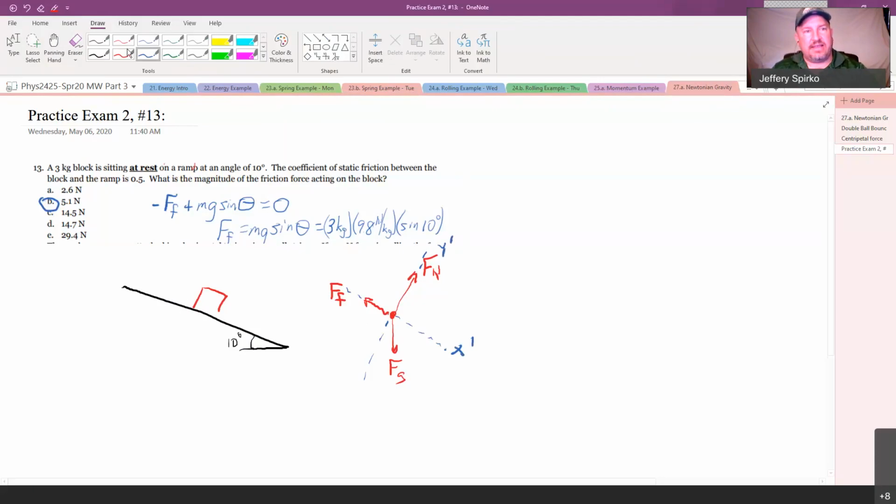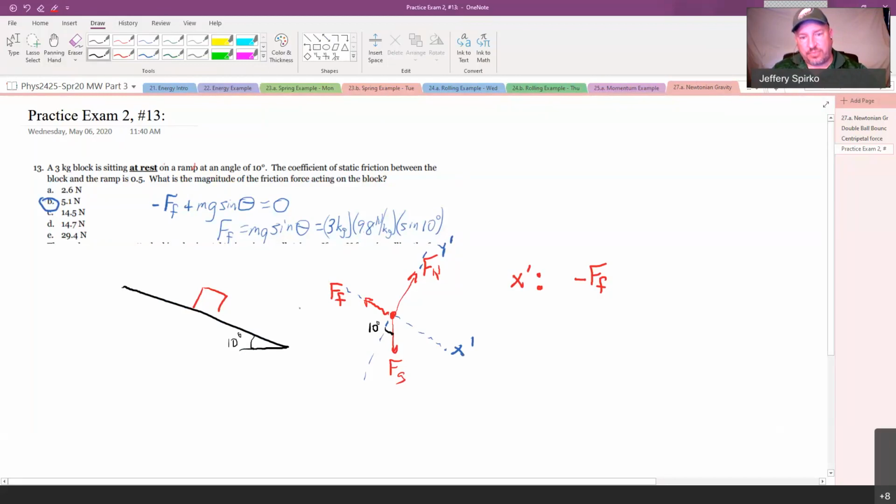And in the x prime direction, we're going to have minus force of friction because the force of friction is facing opposite to the x-axis. And then we need to figure out the components of the gravity force. And to do that, we need to find our 10-degree angle here.